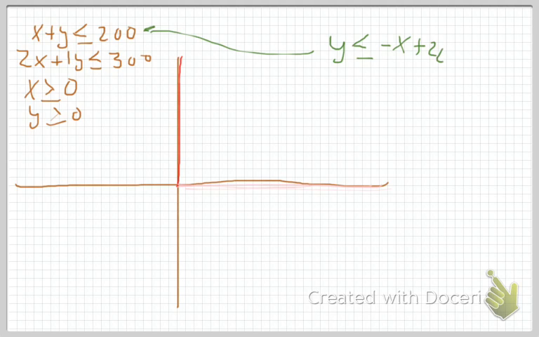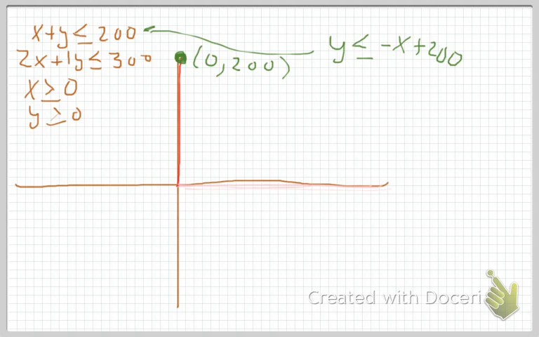Let me see if I can squeeze this in here. All right, so now we know the y-intercept's 200. We're going to just kind of guesstimate on this one. So this is going to be up here at the top. This is going to be 0, 200. Okay, so you can do this on graph paper.